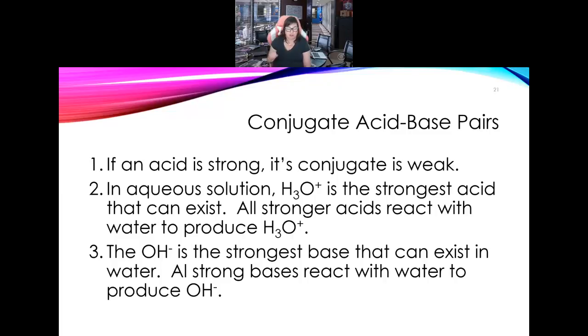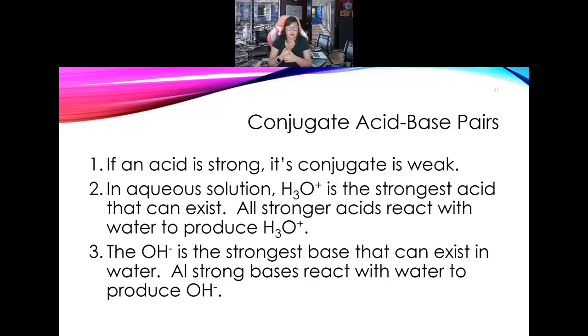Conjugate acid-base pair. Let's talk about our conjugate acid-base pair. If it's a strong acid, like HCl, then the conjugate base is Cl minus. That conjugate base is a weak base. So if it's a strong acid, I have a weak base.